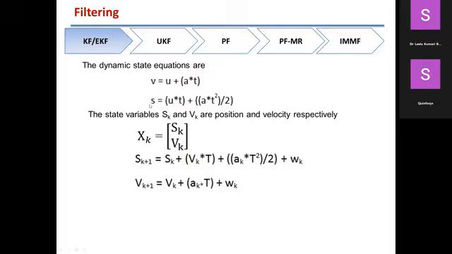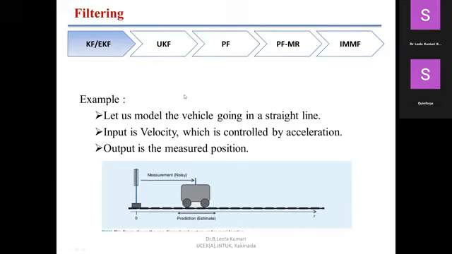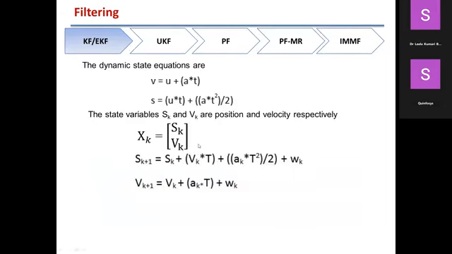So we'll use kinematic equations. We have three equations: v equals u plus at, s equals ut plus half at squared, and v squared minus u squared equals 2as. We are familiar with all these three equations, right? We are using the first two since our state variables are position and velocity. So the position s is represented as ut plus half at squared, and velocity as u plus at. xk is the state of the system, and the variables sk and vk, position and velocity, are represented as a state vector.